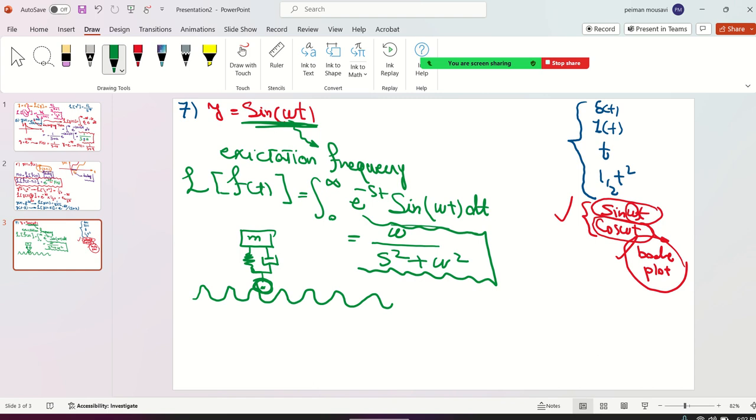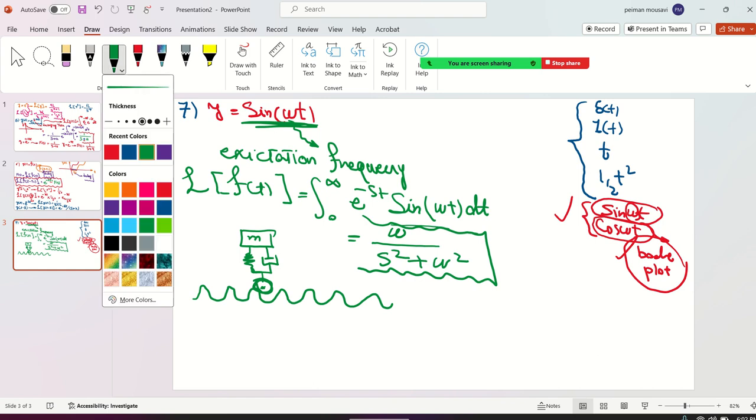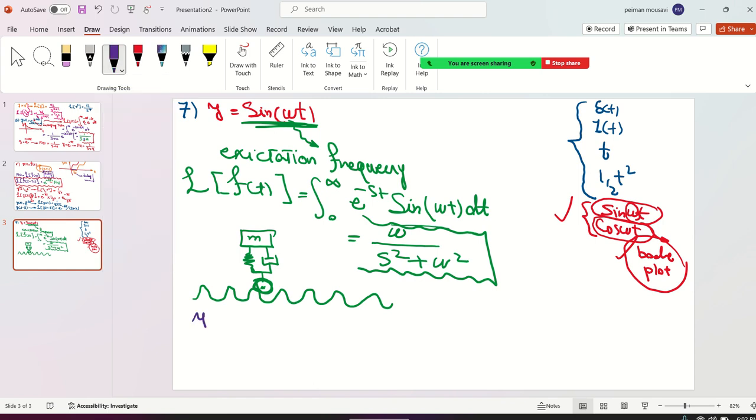You got it? An example of that is very easy. If y is sine of 5t, you know that the Laplace of y, so your omega is 5 radian per second, is going to be 5 divided by s squared plus 25.